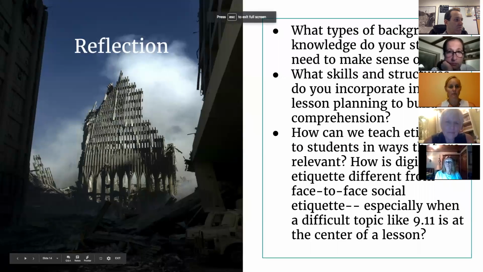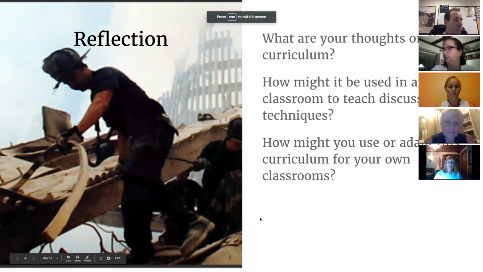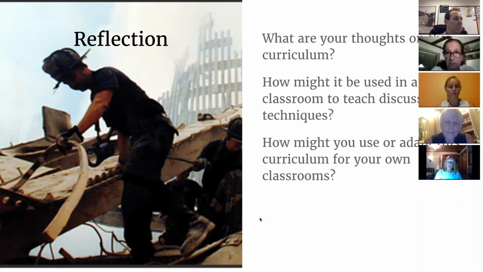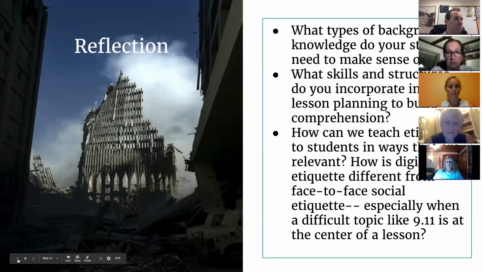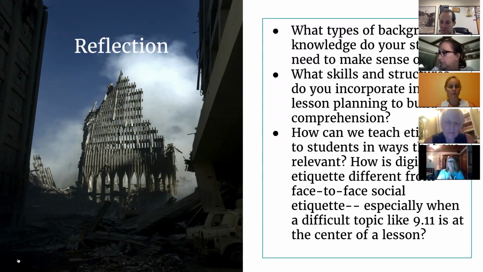How about then moving on to the next question about skills and structures? So certainly we want them to gain some understanding of 9/11 and all the ways that it has had ramifications on the world in which these students are living today. But what specific skills and structures would you also want them to take away beside the content knowledge?